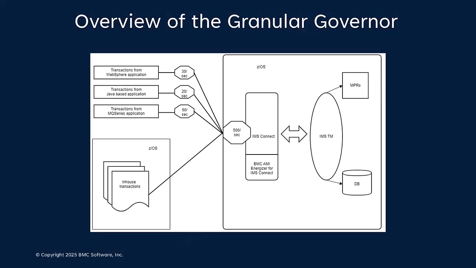This example shows that the WebSphere application is set to reject messages when the message rate reaches 30 messages per second, and the Java-based application is set to reject messages when the message rate reaches 20 messages per second. Similarly, the MQ series application is set to reject messages when the message rate reaches 50 messages per second. This continues for the other applications based on their setup. All messages are rejected when the total message rate reaches 500 messages per second.